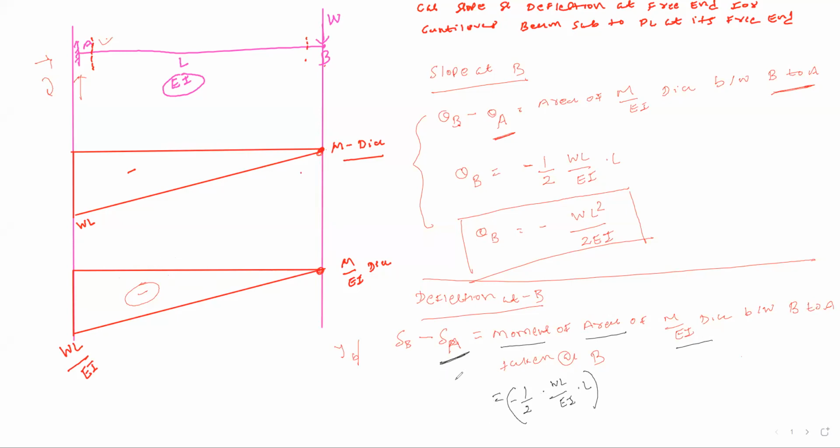Now can anyone tell me what is the value of delta I? Delta I is nothing but deflection of point A. You can also consider YB minus YA. That is nothing changed. Can anyone tell me what is the value of delta I? First.